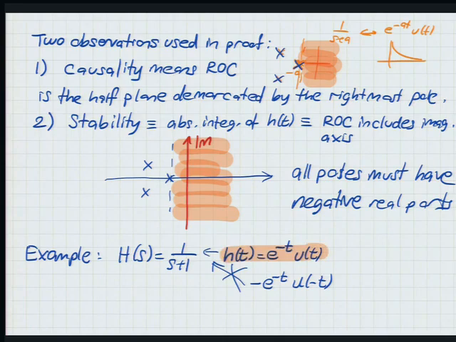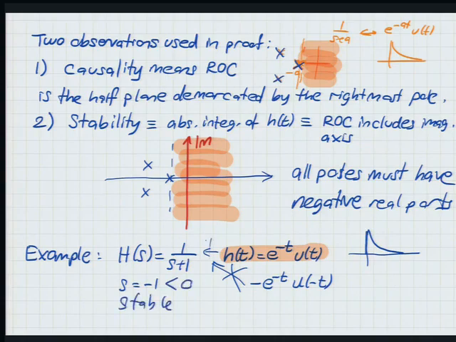And is this absolutely integrable? Yes, because it's exponentially decaying. Exponentially decaying things are integrable. Done, okay? So with these observations, I'm going through the proof again. Really, all you have to do is look at the pole. There's only one pole at -1. That's negative. Done. Stable.